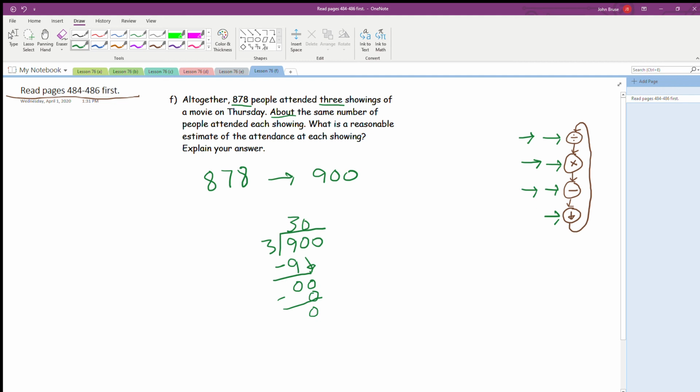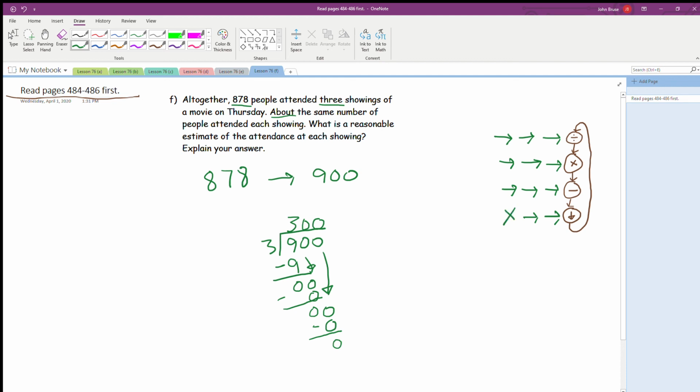And then we're going to bring down. And we have another 0 here. And then we have one more problem. 0 divided by 3 is still 0. 0 times, that's this part. 0 times 3 is 0. Then we need to subtract. 0 minus 0 is 0. And there's nothing else to bring down, so we're done.